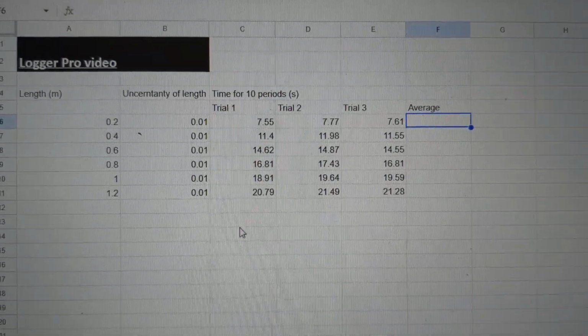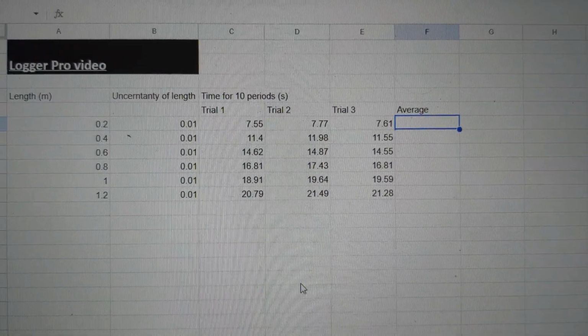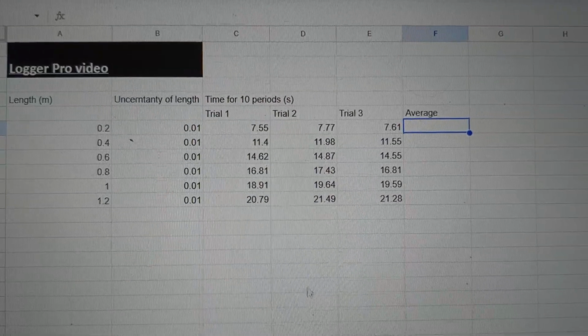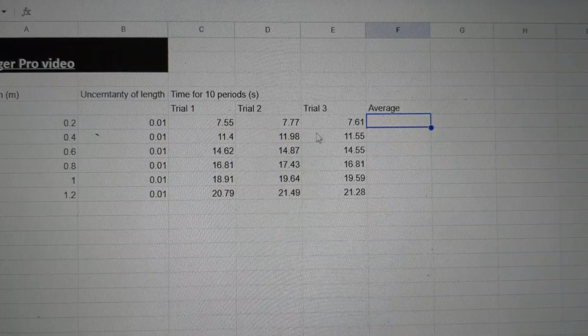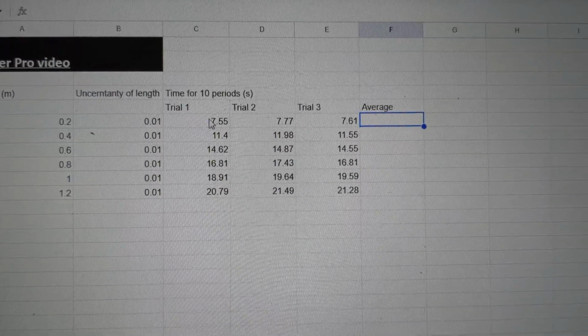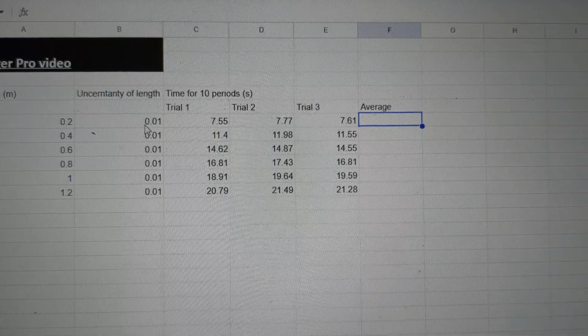Hi all, plan is to go through and show you how to process this data to get it ready to go into Logger Pro. Now where you are so far is you should have your trials, and this is for 10 periods of the pendulum. The one thing you don't have yet is this here, which is uncertainty in length.